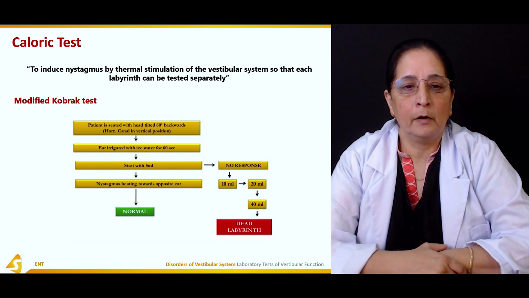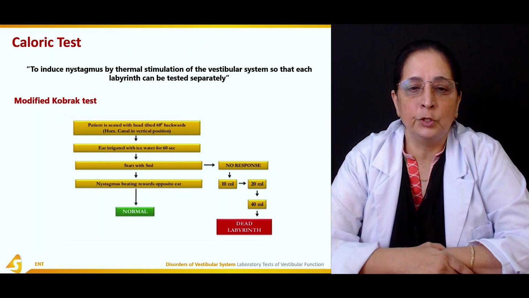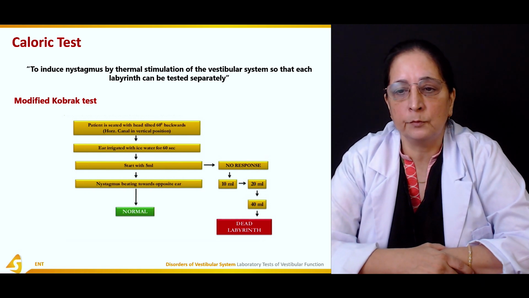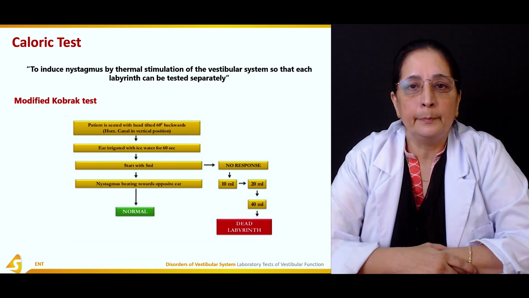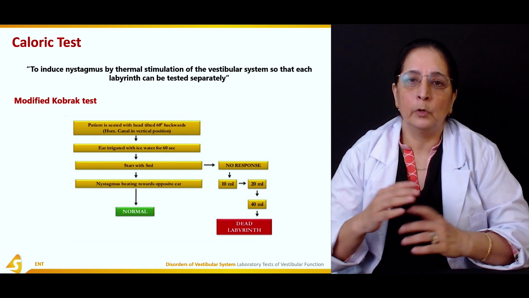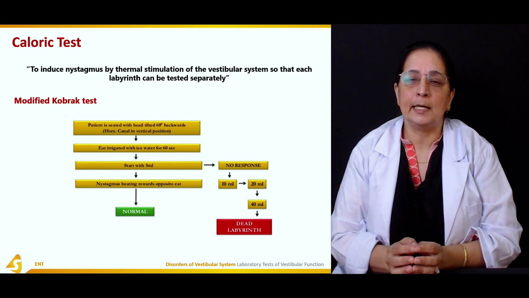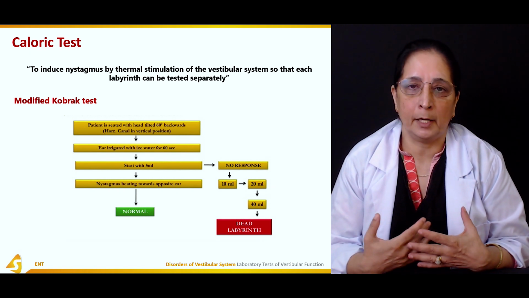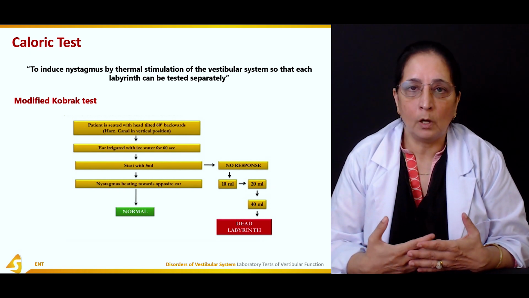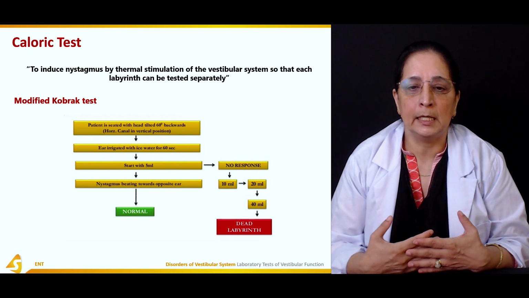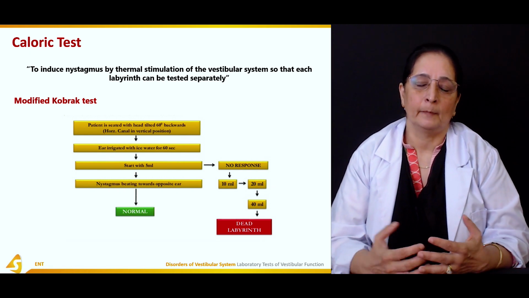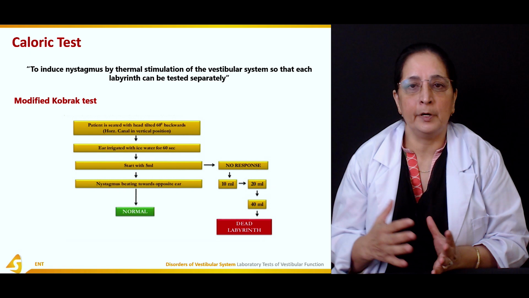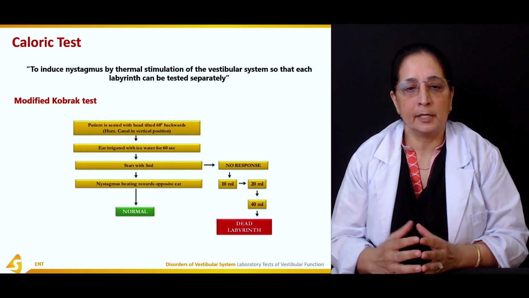Caloric test. Caloric test is the test which induces nystagmus by thermal stimulation of vestibular system so that each labyrinth can be tested separately. So both ears can be tested separately. The test is done to induce nystagmus, which is the involuntary rhythmic movement of the eye, by thermal stimulation. Different temperatures are used, hot and cold, and then separate ears can be checked for the response.